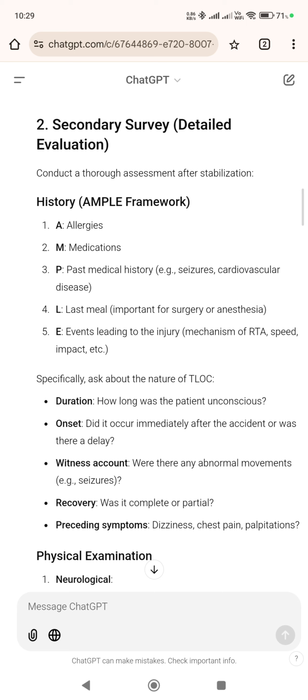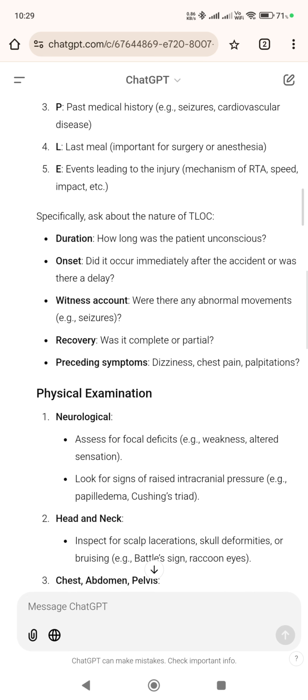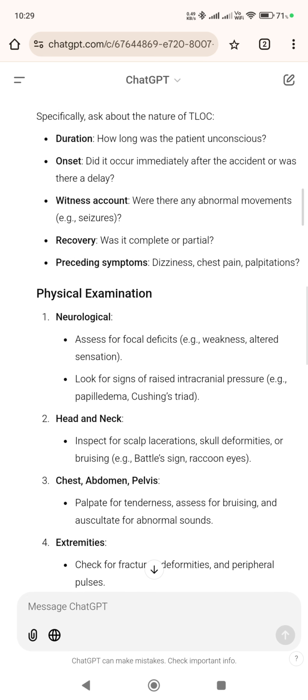Physical examination. 1. Neurological: assess for focal deficits, e.g. weakness, altered sensation. Look for signs of raised intracranial pressure, e.g. papilledema, Cushing's triad.